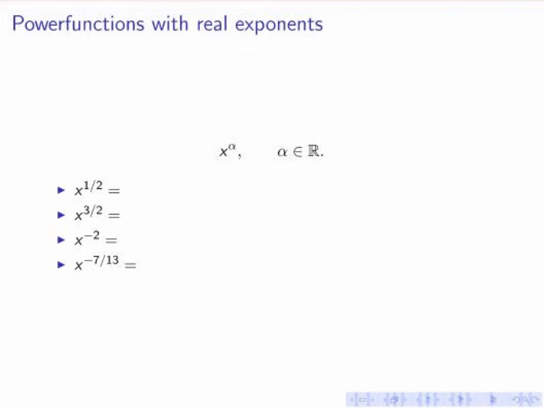Power functions with real exponents. So now we look at x to the alpha. Now alpha can be natural numbers, but it can be something else too. And we know the basic rules. So x to the 1/2 is really the square root of x. x to the 3/2 is the square root of x to the power of 3. x to the -2 is 1 divided by x squared, right? And x to the -7/13 is really 1 divided by the 13th root of x to the 7. Yeah, so these are basic rules for power exponents, which we should know.